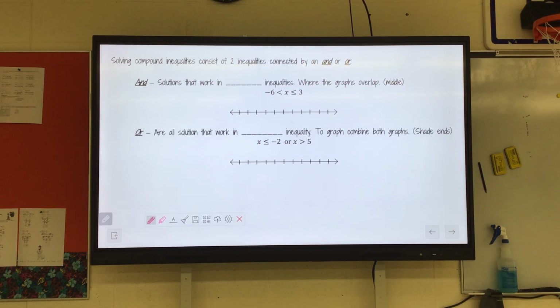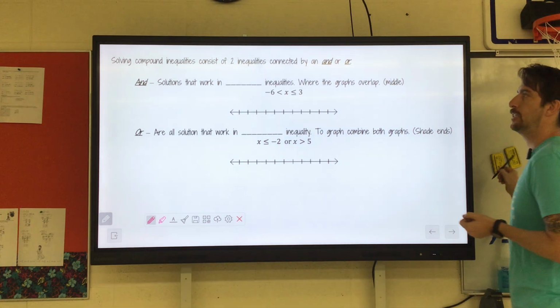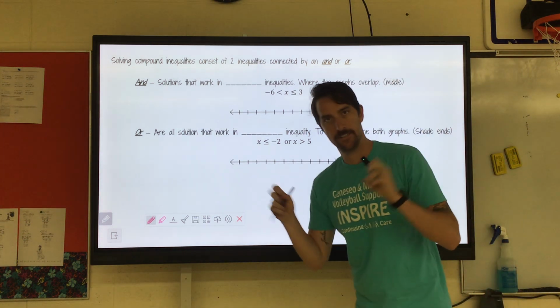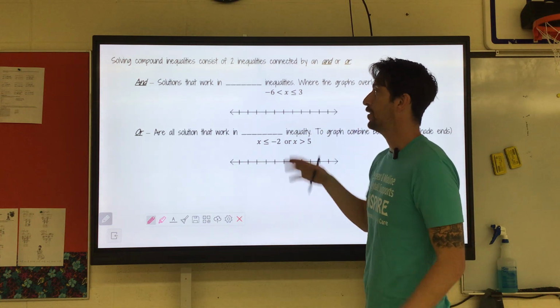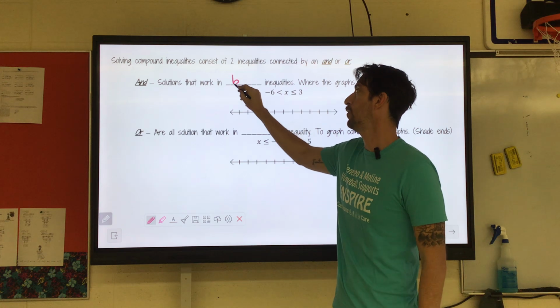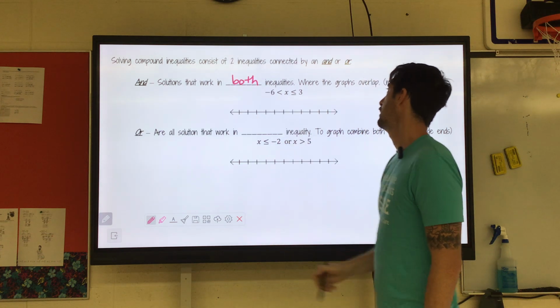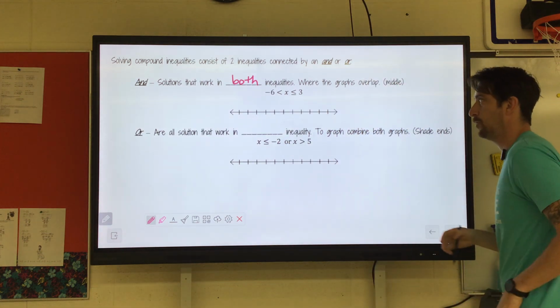Today we're solving what are called compound inequalities. It's like two inequalities in the same problem. So you're going to have what are called and inequalities and or inequalities. So and inequalities have solutions that work in both inequalities, where the graphs overlap. So it's going to look like this.